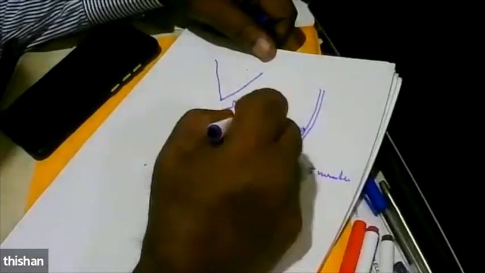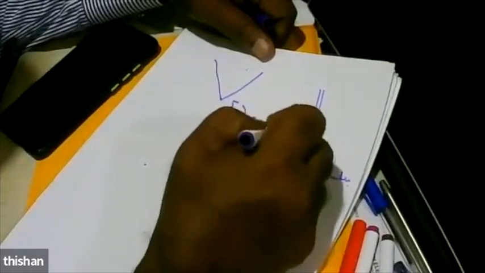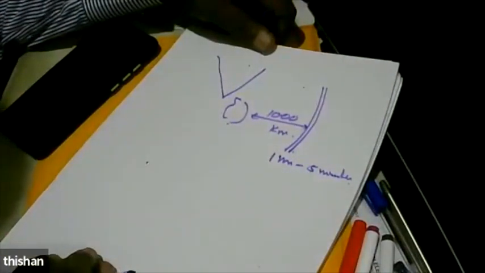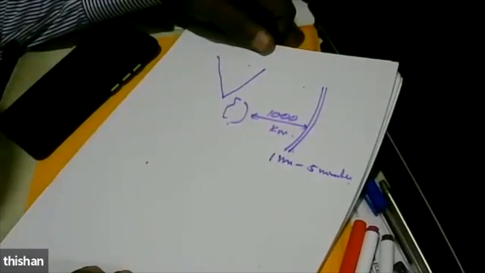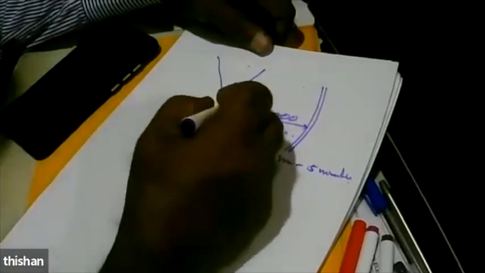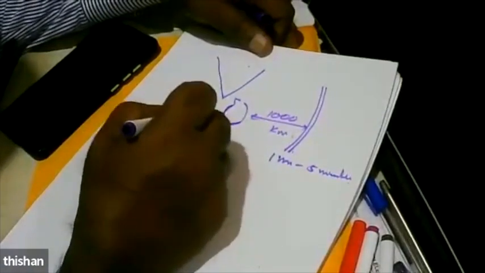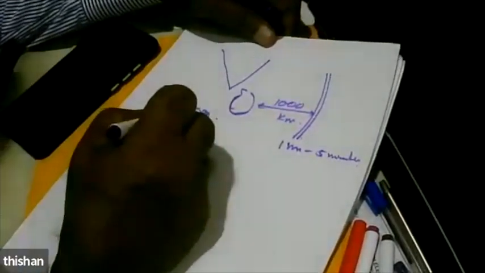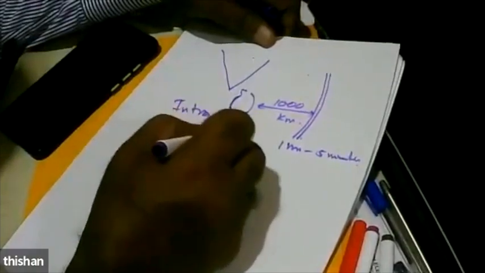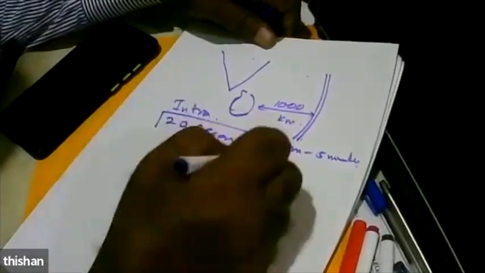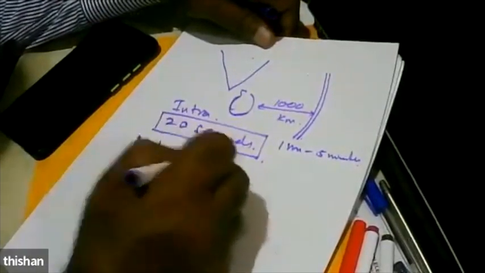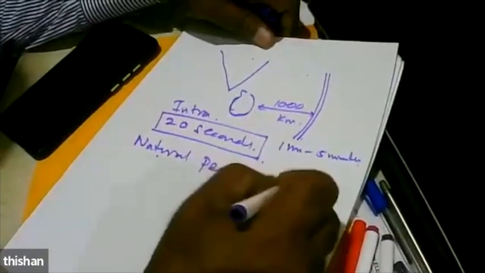This is over 1,000 kilometers away. Ring of fire is about 1,400 kilometers away. So whatever happens there can create a tsunami, but not felt by tsunami. But what we get is intraplate, and our faults are not significant enough to create an earthquake lasting more than 20 seconds. So if you look at the natural period of vibration.